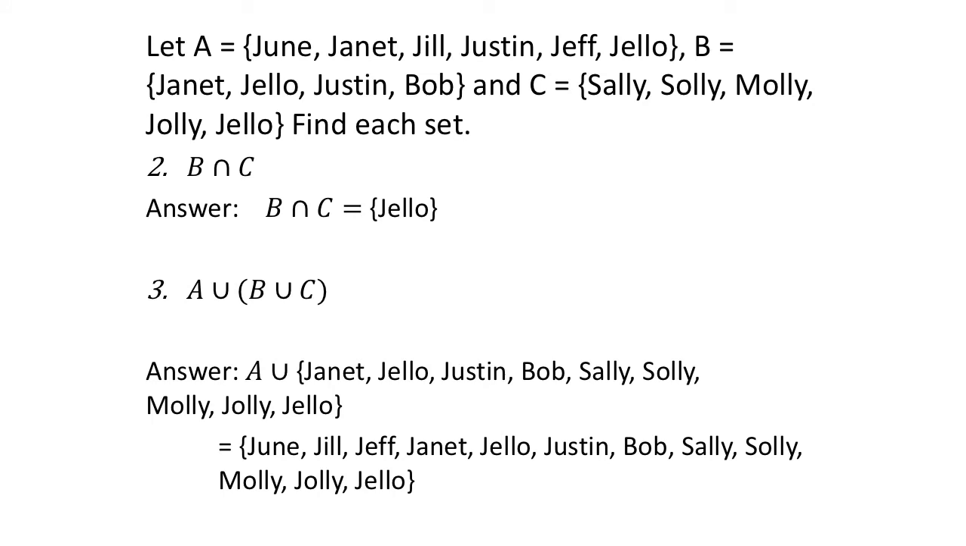Same sets, A, B, and C. Where does B intersect C? What does B have in common with C? Well, B has Janet, C does not. B has Jello, C does, so we have Jello. B has Justin, C does not. B has Bob, C does not. Jello is the only thing they have in common. It's in set B and in set C.